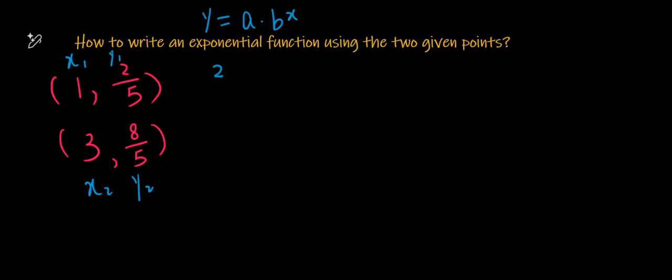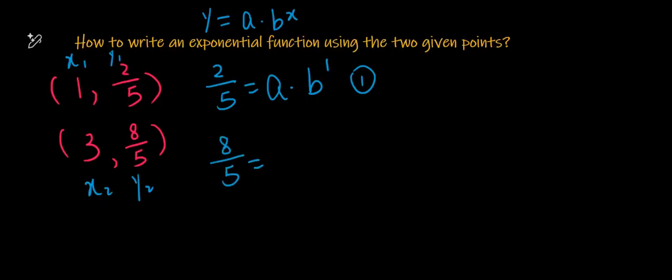Y is 2 over 5 equals. You leave A here because you don't know what A is yet. We'll find out. And we don't know what B is, and your x is 1. So you'll finish the first plugging and we call it equation 1. And then we're going to do the same thing for the second pair. And our y is, our a we will find out later. B, and remember this is x, so you put x here.